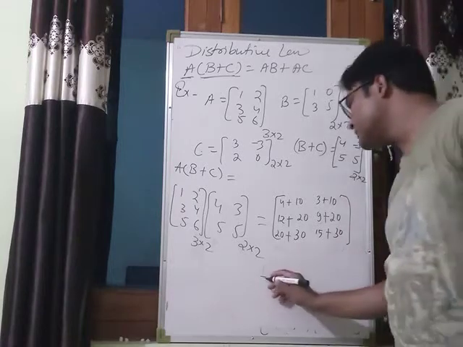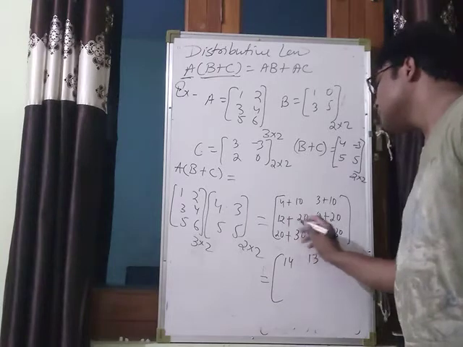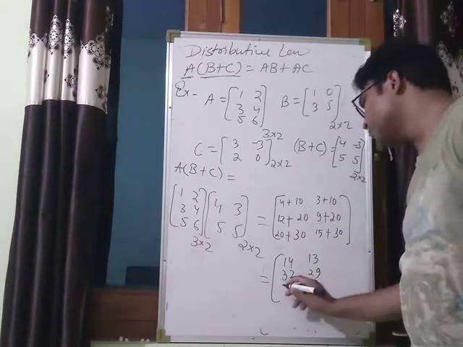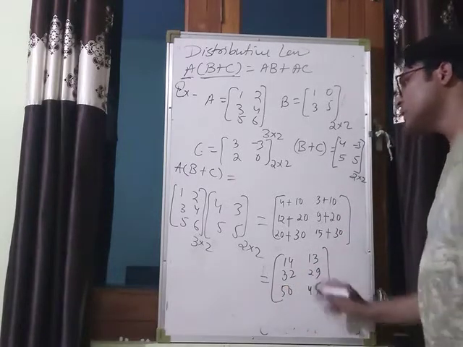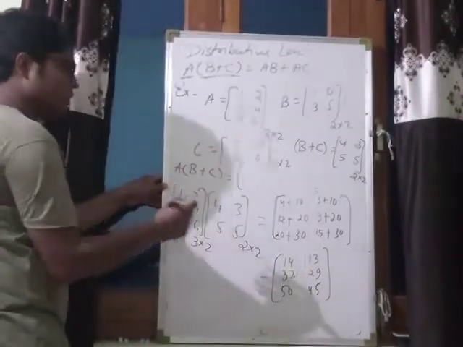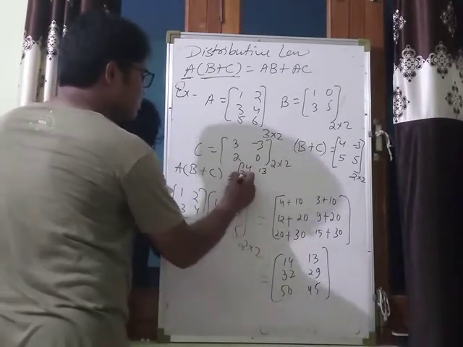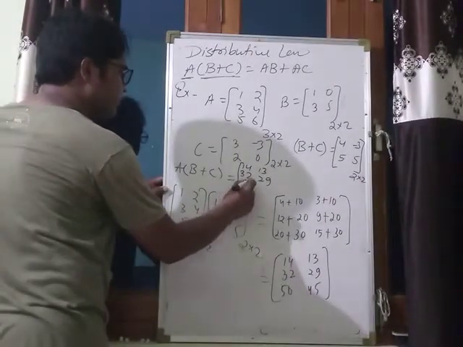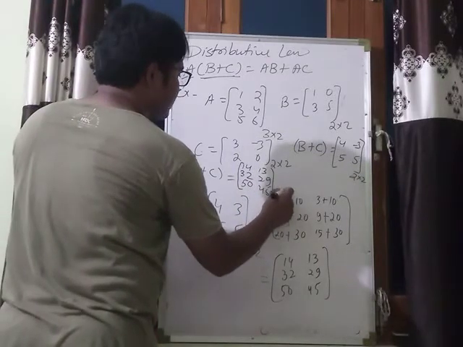So what will become? That is equal to, you can see, this is 14, this is 13, this is 32, this is 29, this is 50, and this is 45. That is A into (B plus C). So we have A into (B plus C) here. This is 14, 13, 32, 29, 50, 45. So that is of order 3 by 3.